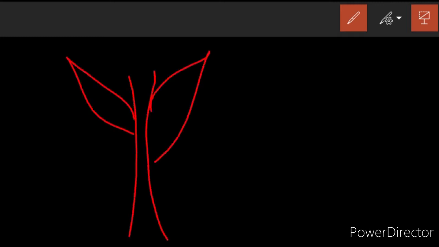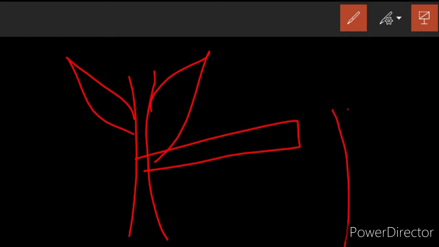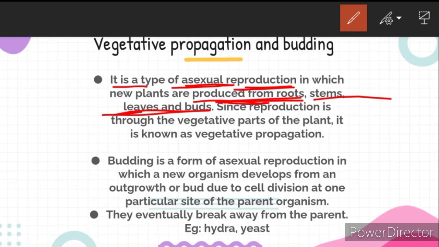You have to cut a branch out of it, and then you have to dig the soil and try to grow it. Do you know what is going to happen here? The plant will grow. The plant will not die. This is because of vegetative propagation, because the vegetative parts of plants can grow asexually. So this is known as vegetative propagation.